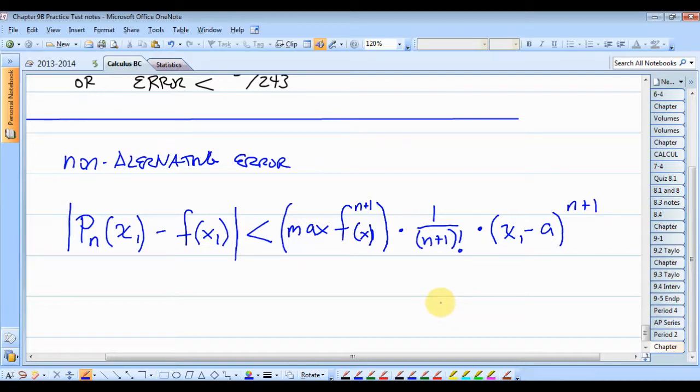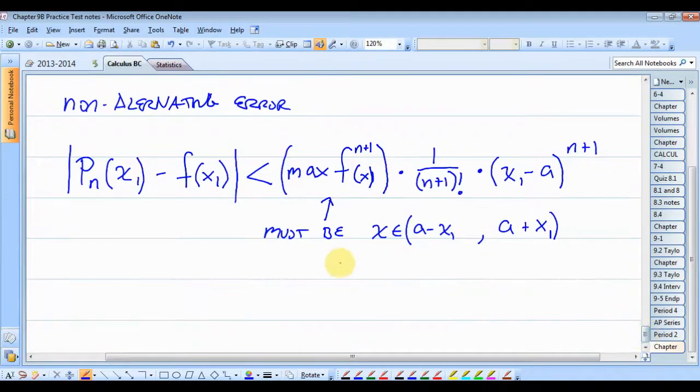And isn't the max usually given? Yeah, usually given. Otherwise, you only have to look between a minus x1 and a plus x1. Usually given.